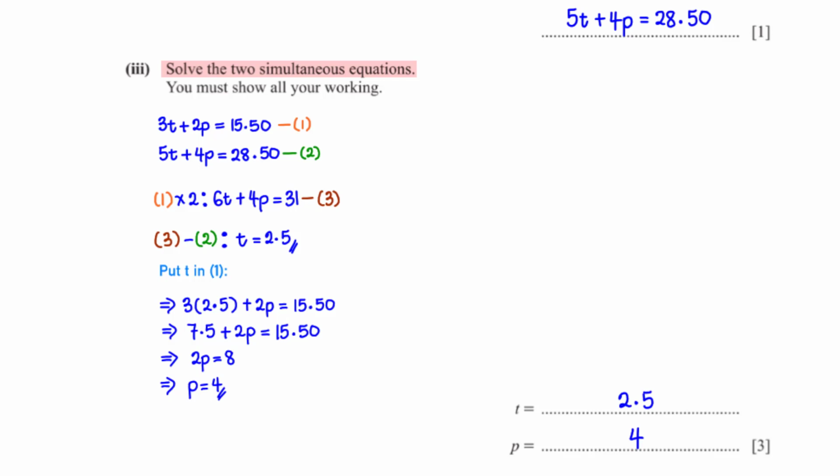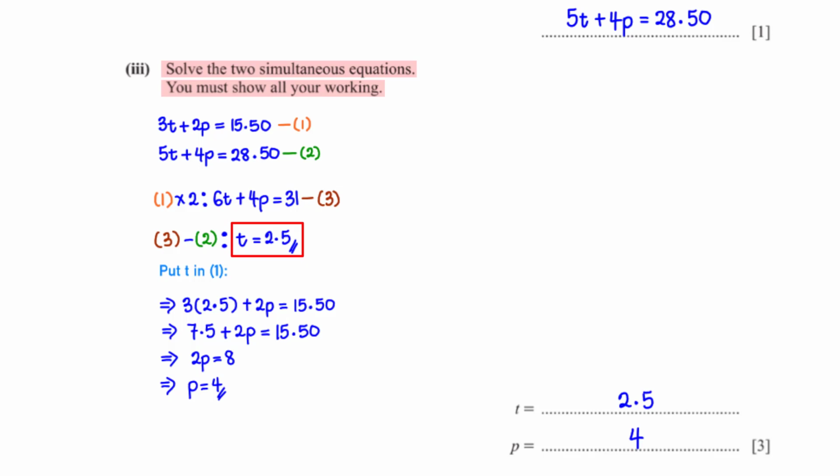Solve the 2 simultaneous equations. You must show all your working. First, let's label the 2 equations from parts I and II. We'll be using the elimination method. Let's start by eliminating the variable p. If we multiply equation 1 by 2, we have 6t plus 4p equals 31. Let's label this as equation 3. Now that we have 4p in equation 2 and equation 3, we can eliminate p by subtracting equation 2 from equation 3. This gives us t equals 2.5.